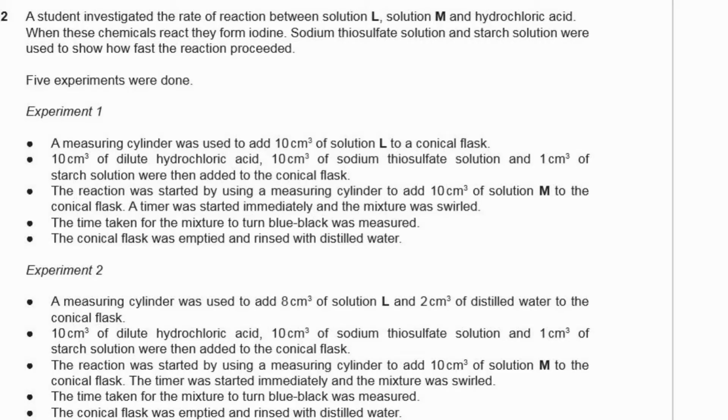Question 2, the experiment question. A student investigated the rate of reaction between solution L, solution M, and hydrochloric acid. When these chemicals react, they form iodine. So sodium thiosulfate solution and starch solution were used to show how fast the reaction proceeded. Okay, when you have sodium thiosulfate and starch reacting with iodine, you get a blue-black solution. It becomes blue-black, and the blue-black is the endpoint they're looking for.